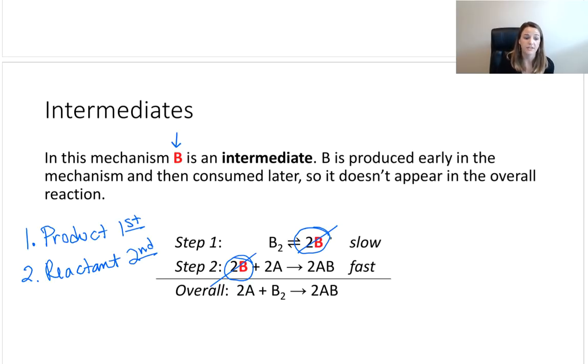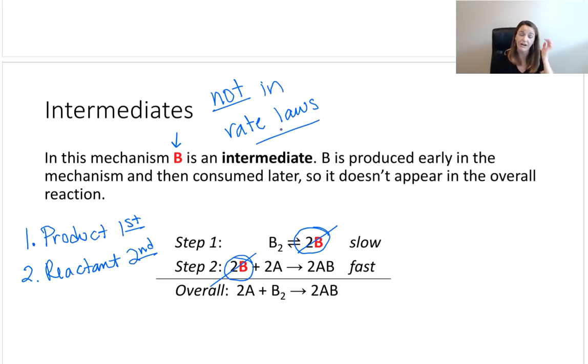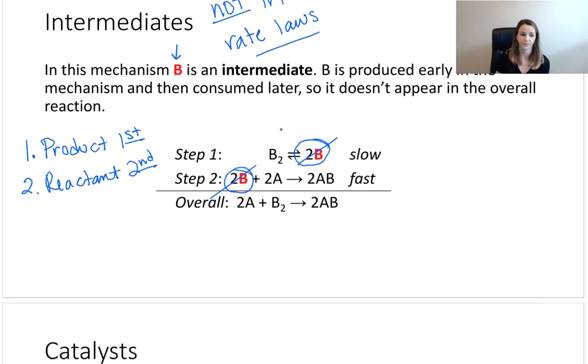Our intermediates are never, ever, ever going to be in our overall reaction. They are also not in rate laws, okay? Never, ever, ever are our intermediates going to be in a rate law. So if I came up with a rate law here and put B in there, you can automatically mark your answer incorrect because B is an intermediate.